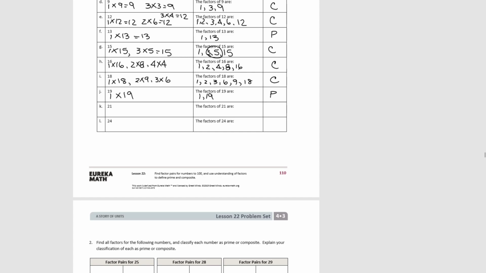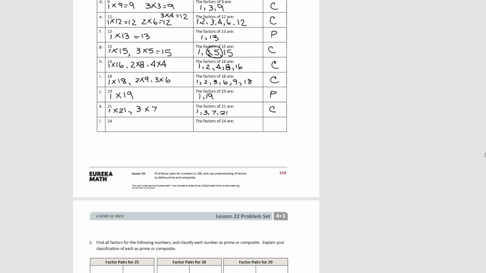Try 21. For 21, we can do 1 times 21. We can also do 3 times 7. Nothing times 4, nothing times 5, nothing times 6. We've already used 7. Nothing times 8 or 9 or 10 or 11. That's half of 21, so we're done. We can do 1, 3, 7, 21, which makes it composite.